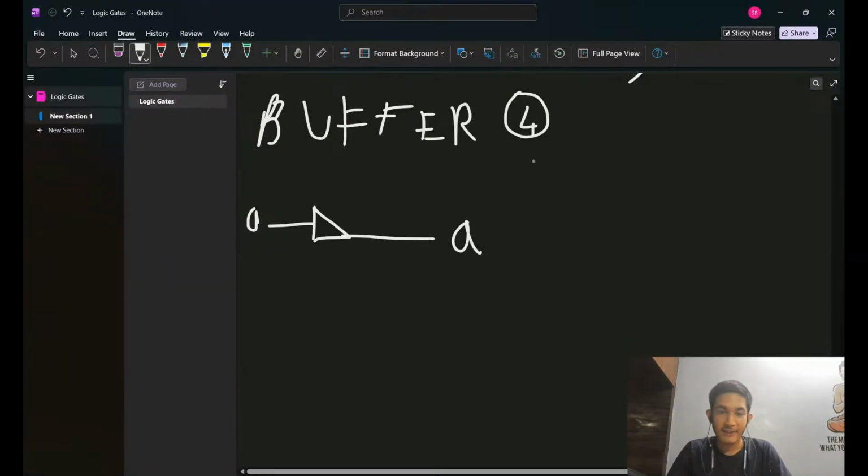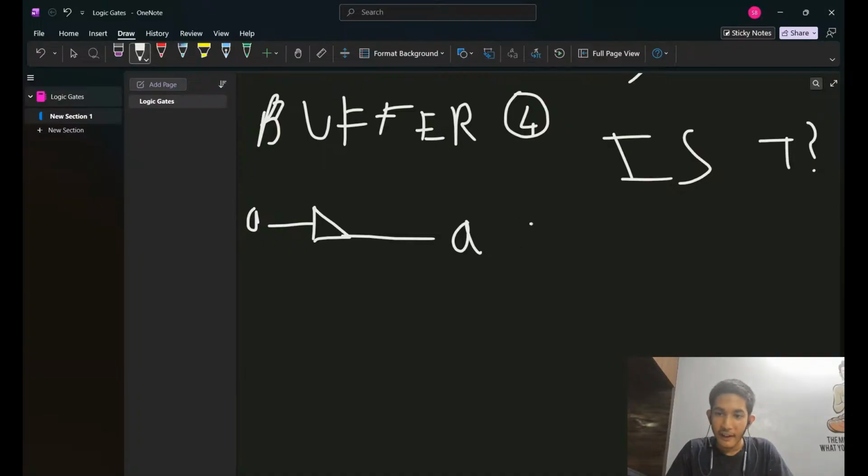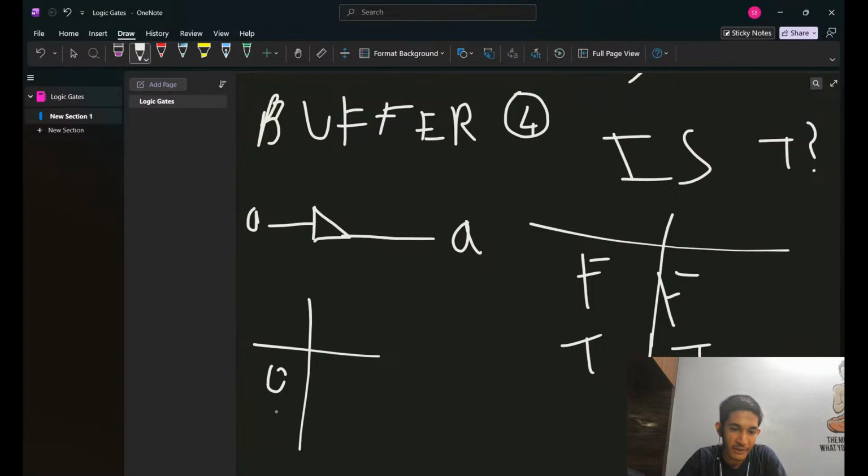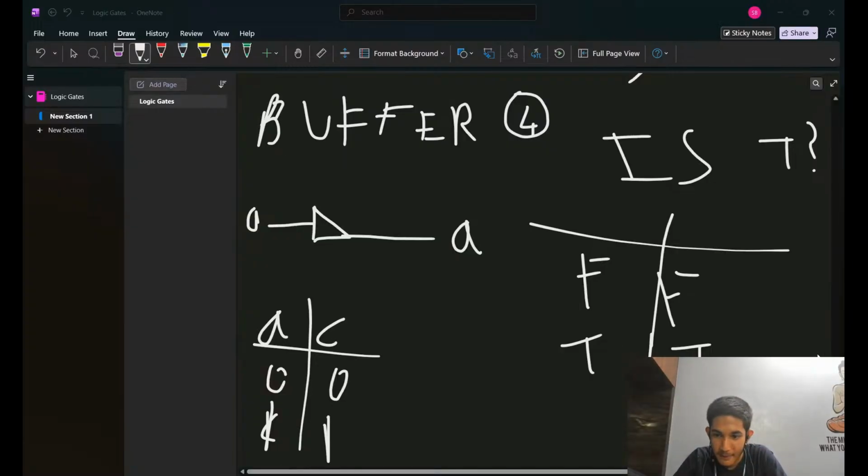Now, just very quickly, the buffer is this, correct? If it's false, it's false. If it's true, it's true. So that's very simple. So similarly, buffer: if it's zero, it's zero. If it's one, it's one. So that will be A and C. That's very simply a buffer.